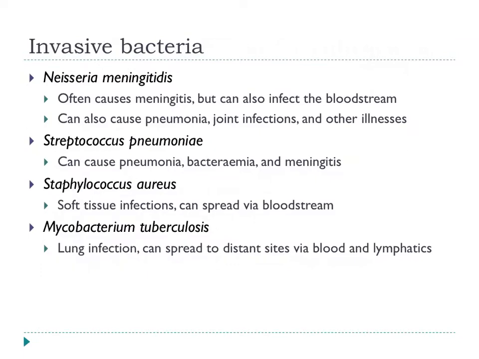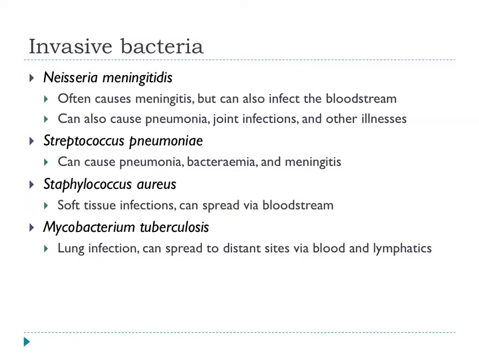Now in this talk we're going to focus on just four bacteria, very quickly covering four that we might call invasive, which actually cause diseases in deep tissues. So Neisseria meningitidis, which causes meningitis, as its name suggests. We sometimes call this the meningococcus. It can infect the bloodstream. It can then spread to the lungs, cause pneumonia, can cause joint infections and various other things as well. Streptococcus pneumoniae, pretty much the same in terms of the spectrum of infections, bacteremia and pneumonia as well. But it can also cause meningitis.